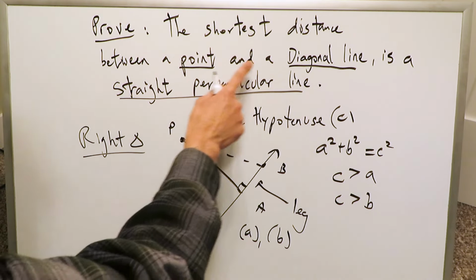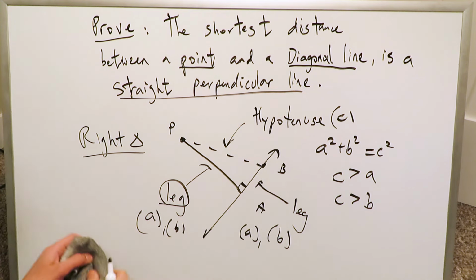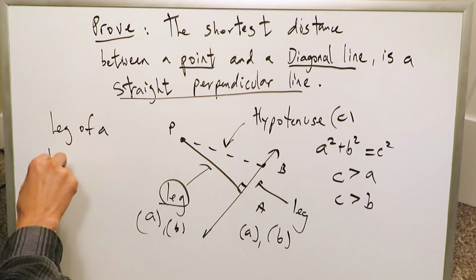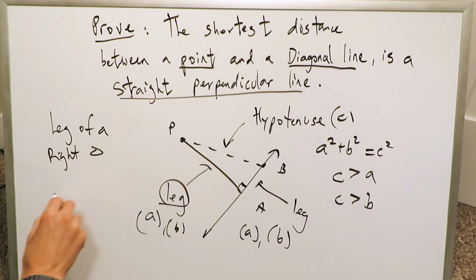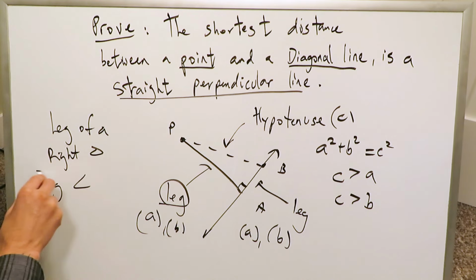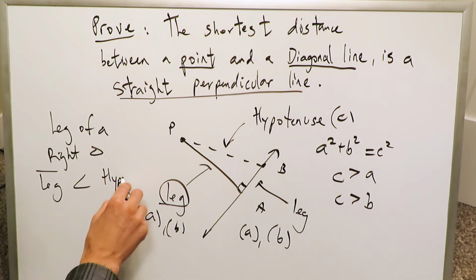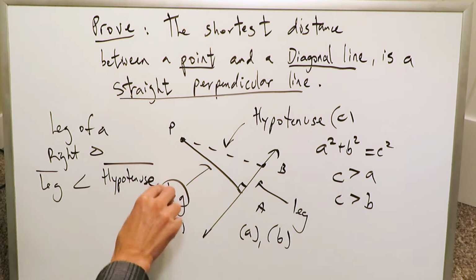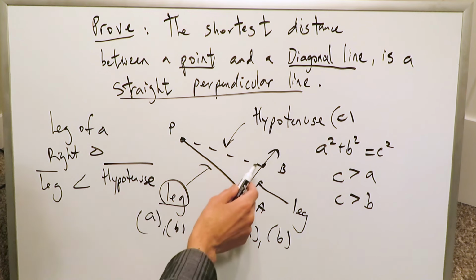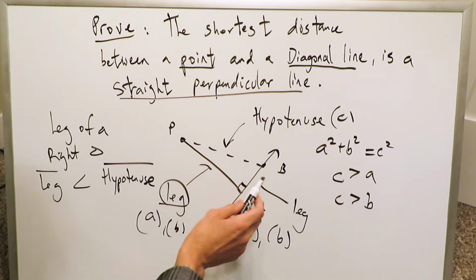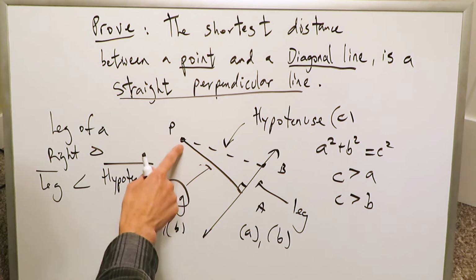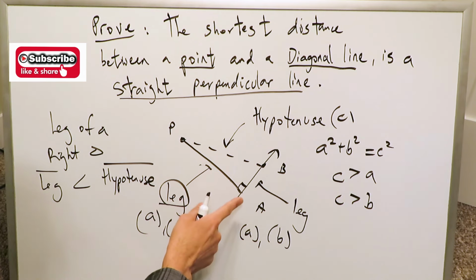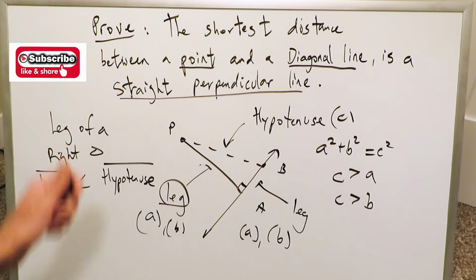The shortest distance between a point and a diagonal line is a straight perpendicular line, because that straight perpendicular line ends up being a leg of a right triangle. And by definition, a leg is always smaller in distance than a hypotenuse. And that answers our question and proves it to be the case. From point P to any point on the diagonal line which is not perpendicular, that line will always be a hypotenuse. It can never be a leg. The shortest distance from the point to that line, at a perpendicular, must always be a leg, and it cannot be a hypotenuse. And that proof has been completed for you.